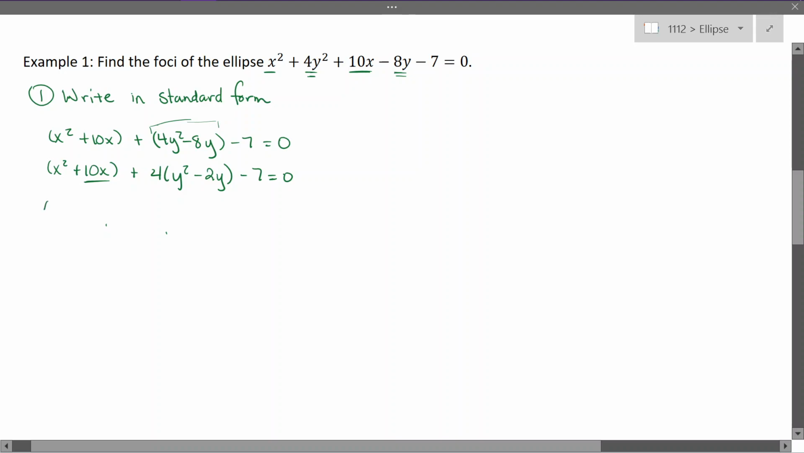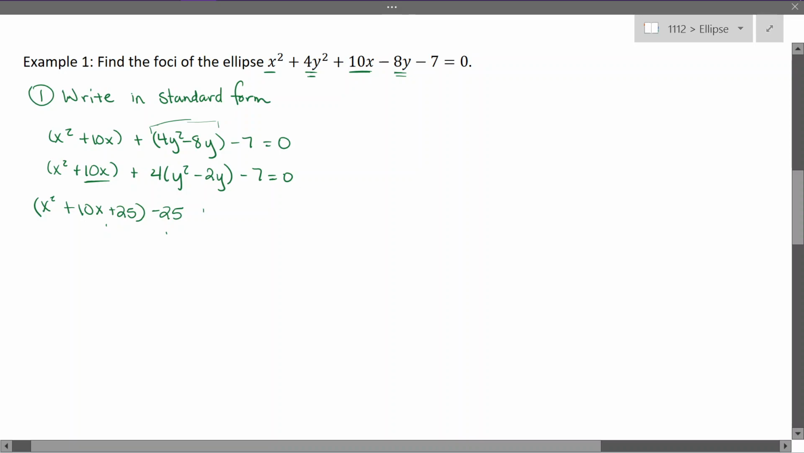So here, I'm going to have x^2 + 10x. I'm going to be looking at this 10. If I divide that in half, I get 5. And if I square that, I get 25. Now I need to balance. Since I've added this 25 in, I need to subtract 25 out.